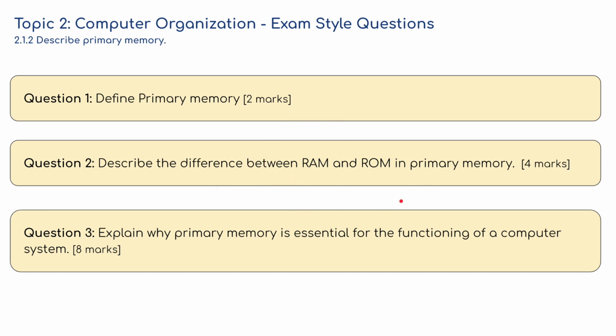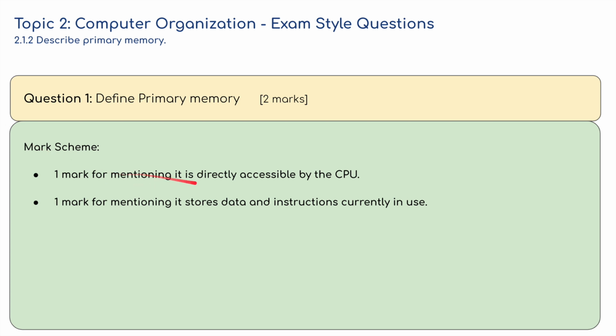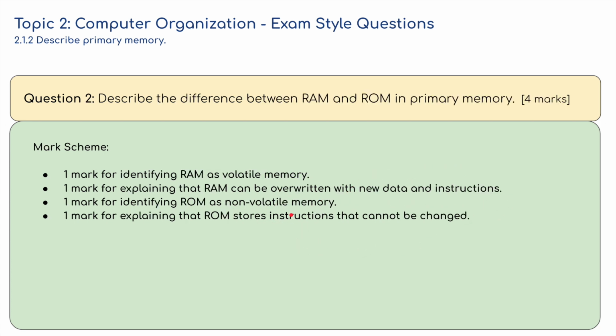Otherwise, here we go. So for 1 mark, you mentioned it is directly accessible by the CPU. For another mark, you mentioned it stores data and instructions currently in use. RAM and ROM, 4 marks. Identifying RAM is volatile memory. Identifying ROM is non-volatile memory. Identifying that RAM can be overwritten with new instructions and data, and explaining that ROM stores instructions that cannot be changed, or generally speaking, cannot be changed.